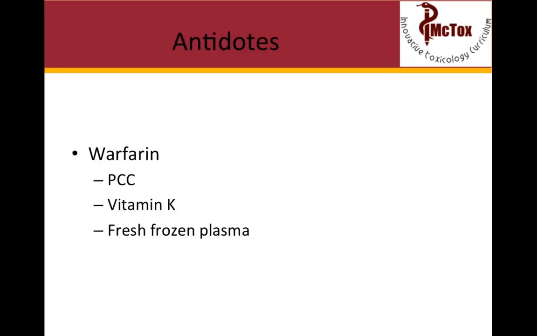Warfarin-associated life-threatening bleeding should be treated with prothrombin complex concentrate, or Octaplex, which contains a combination of clotting factors 2, 7, 9, and 10, as well as protein C and S. If this is not available, then 10 milligrams of IV vitamin K, in addition to fresh frozen plasma, should be considered. It should be noted that FFP requires a longer time to INR reversal and has a higher risk of transfusion-related acute lung injury.